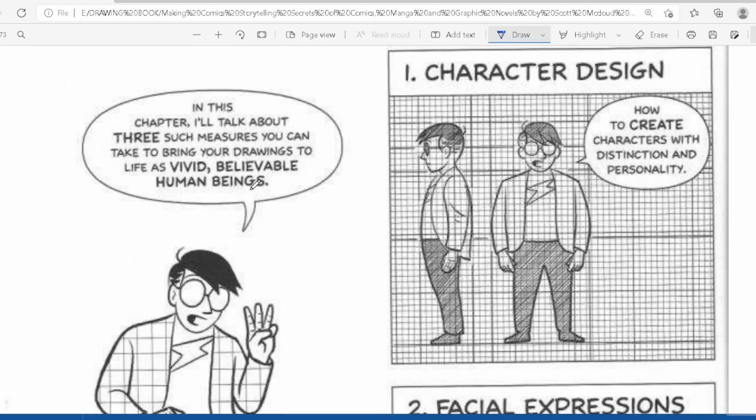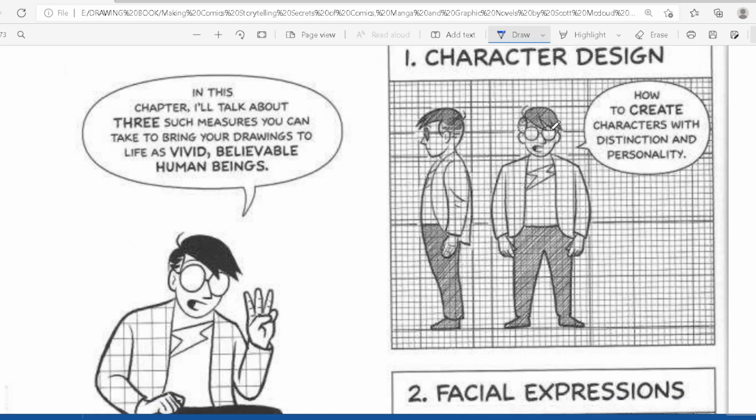In this chapter I will talk about three such measures you can take to bring your drawings to life as vivid, believable human beings. Character designing: how to create characters with distinction and personality. So first of all, the author wants to say that we will first learn about character designing, and that is interesting. When I started character design, first of all I picked a book.